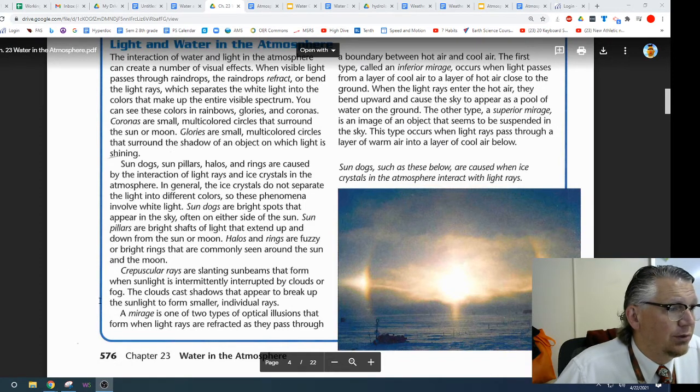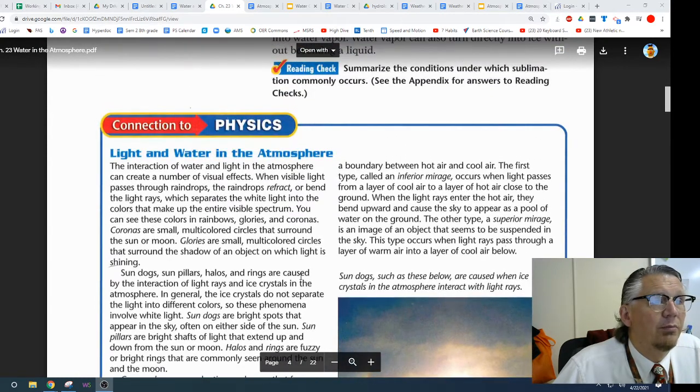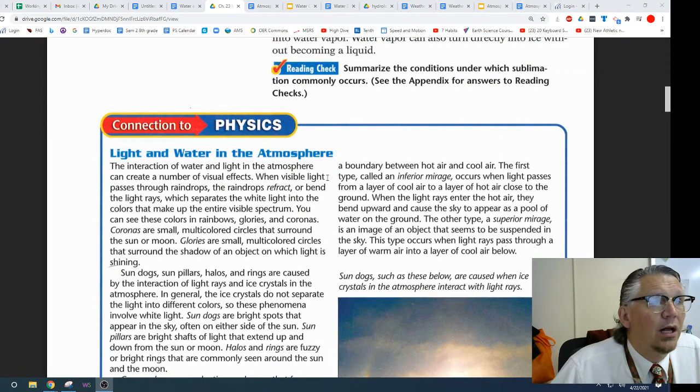A mirage is one of two types of optical illusions that form when light rays are reflected as they pass through a boundary between hot air and cold air. The first type, called an inferior mirage, occurs when light passes from a layer of cool air into a layer of hot air close to the ground. When the light rays enter the hot air, they bend upward and cause the sky to appear as a pool of water on the ground. Another type, a superior mirage, is an image of an object that seems to be suspended in the sky. This type occurs when light rays pass through a layer of warm air into a layer of cool air.